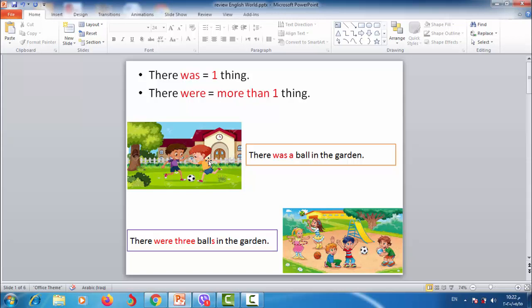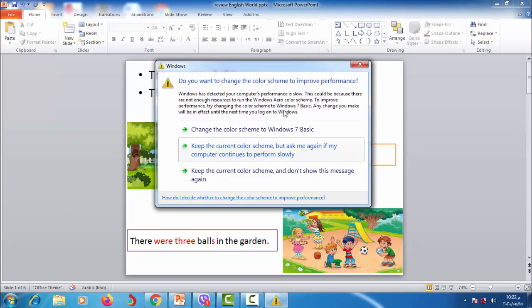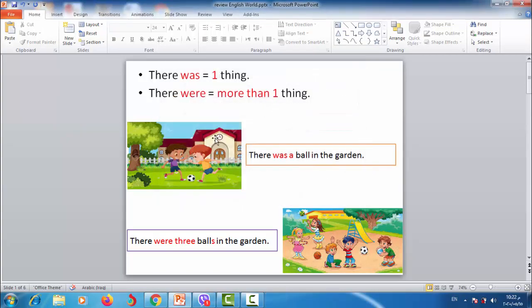We can say there were 2 boys in the garden, but we cannot say there were a ball in the garden, or there were a tree, because there was only one tree. We have to say there was a tree in the garden. There was a house in the garden means one.